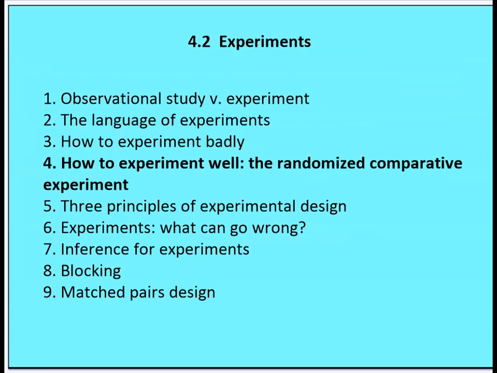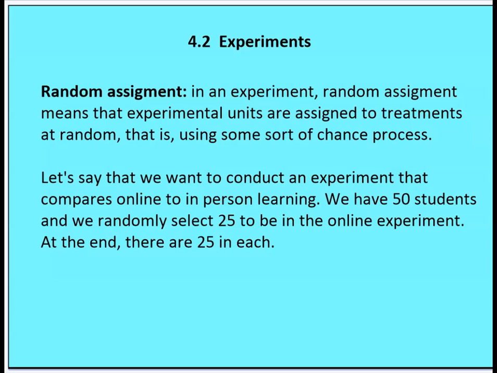Okay, so let's talk about how to experiment well, the randomized comparative experiment. So we're getting to halfway there. So a random assignment means the experimental units are assigned to treatments at random. That is using some sort of chance process. So let's say we want to conduct an experiment that compares online to in-person learning. We have 50 students and we randomly select 25 to be in the online experiment. And then at the end, there are 25 in each category, both online and in-person.